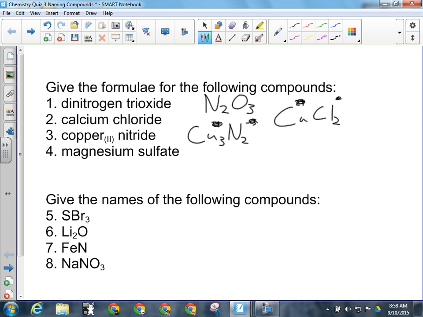Okay, and then number 4, we've got magnesium sulfate, also an ionic compound. Magnesium is a metal, sulfate's a polyatomic ion. So Mg, and Mg is 2 plus. Sulfate is SO4, it's a minus 2. Those cancel each other out. And we've got MgSO4. There should not be any brackets around SO4. Questions on any of those? Okay.